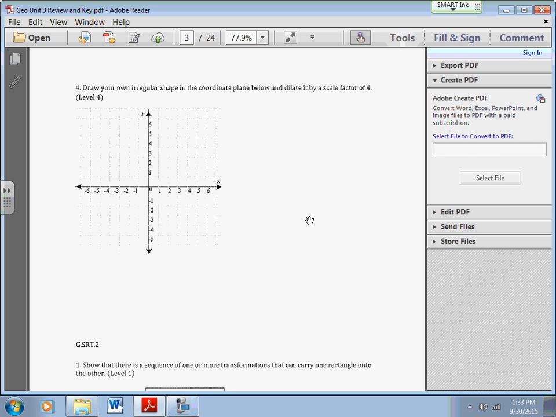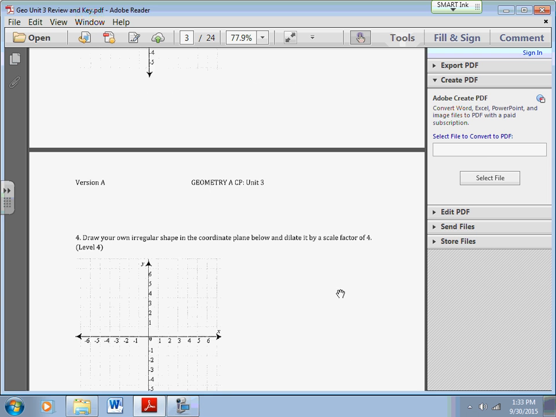Okay, this one. On the test, I changed it. I actually gave you another image because I realized that some of you might end up drawing too big of a shape, and then when you try to dilate it, it's not going to fit. Just take my word for it. It takes up more than the space.